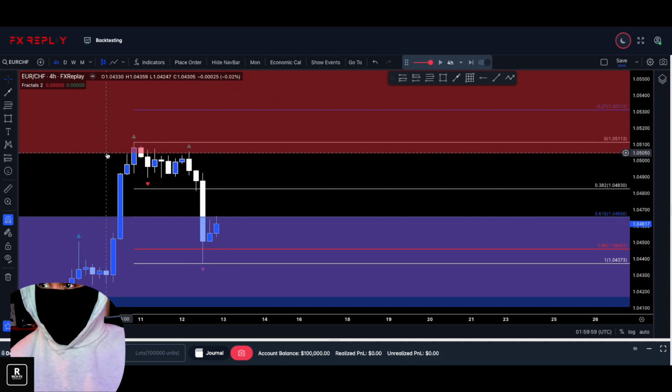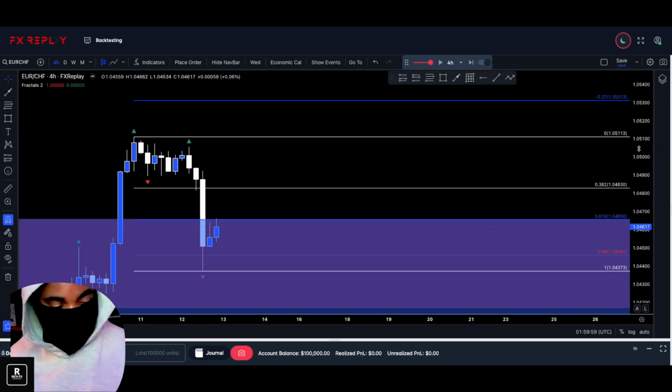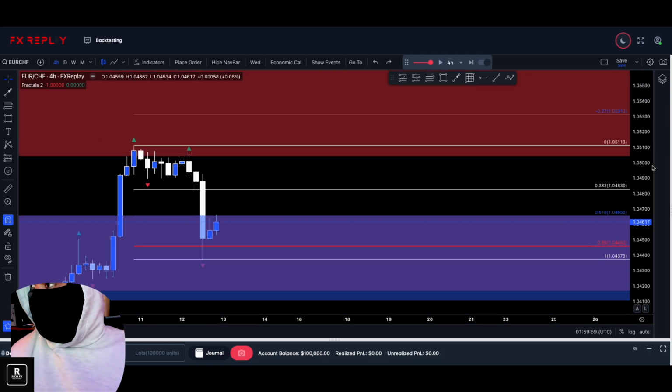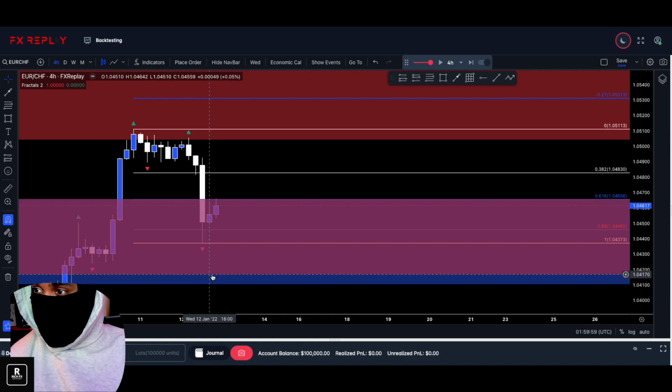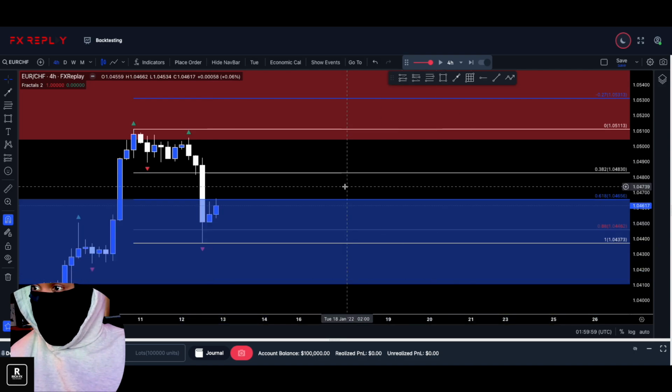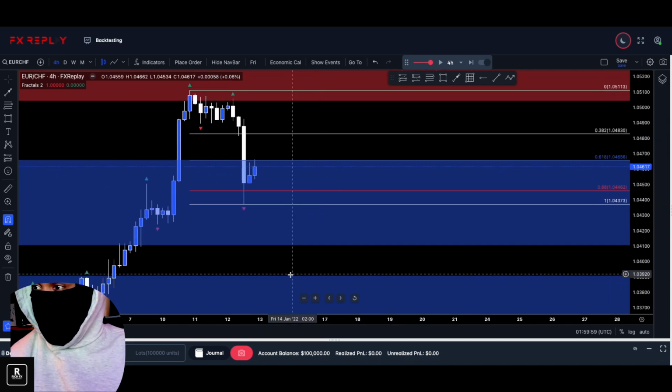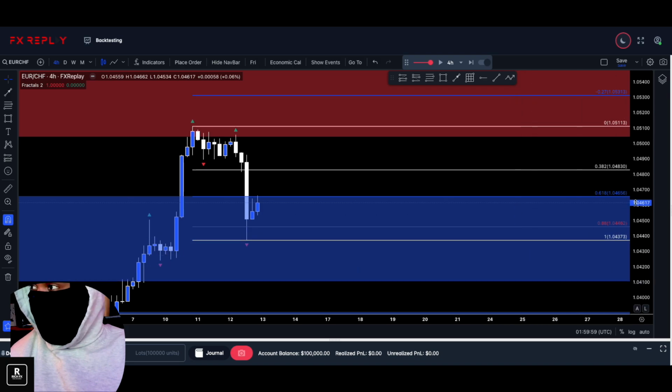Now let me just get rid of these areas. In fact, I can keep that one. Let me get rid of these areas down. Let me get rid of the red zone, right, so you guys can see properly. So remember, this is the first and highest zone.